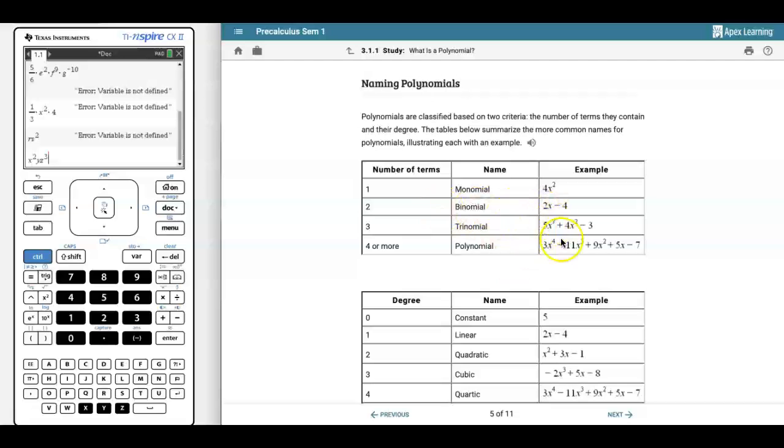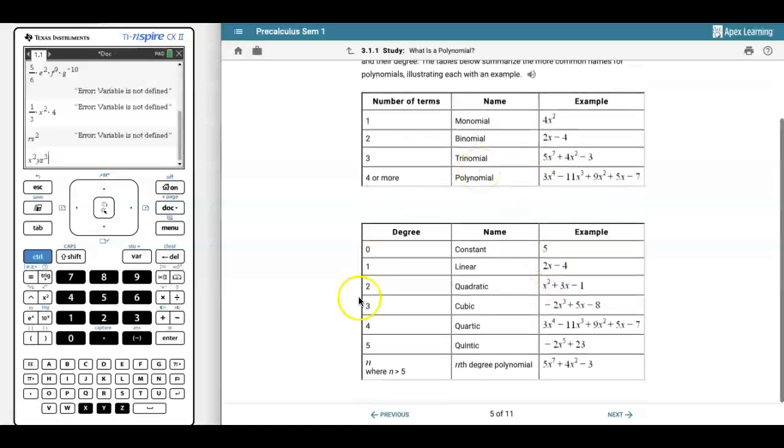And you can notice here, it doesn't even matter for these what exponents they've got, as long as they're whole numbers and positive. But when the exponents come into play is under these degrees. So if we've got x to the 0th degree, that would give us a value of 1. So technically, 5 times x to the 0th is 5. So this is just the constant.